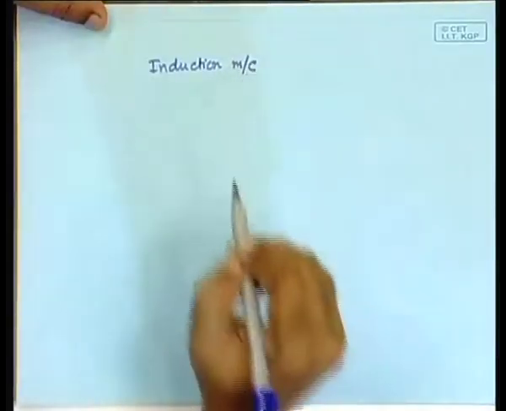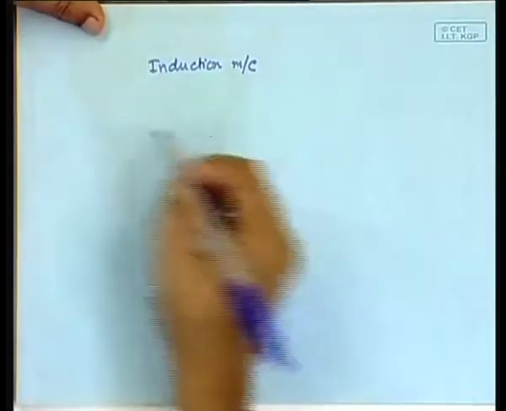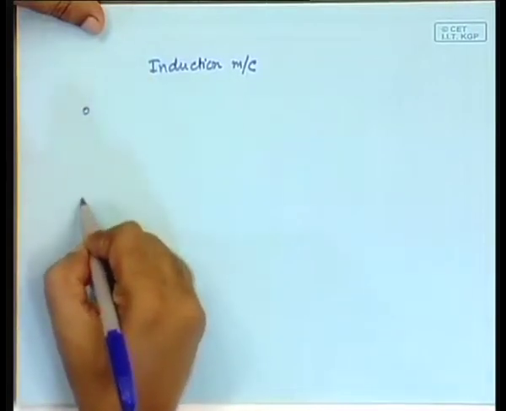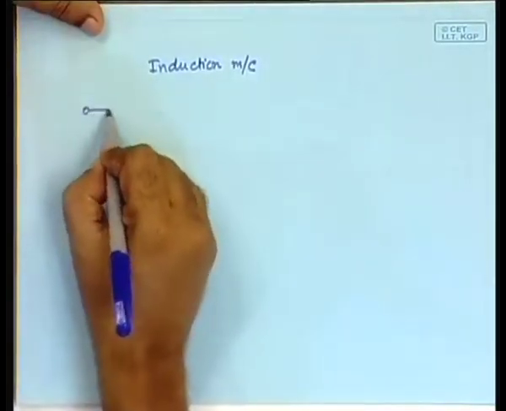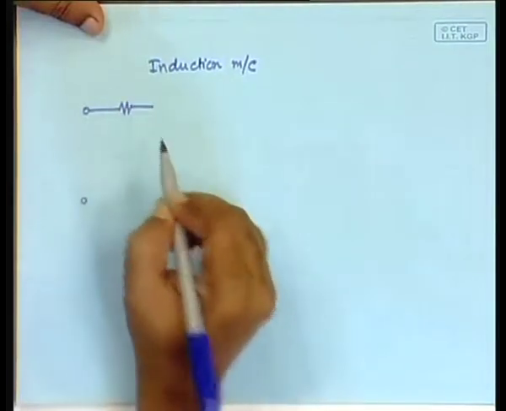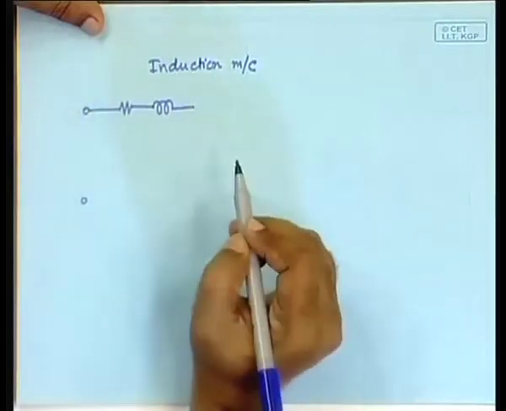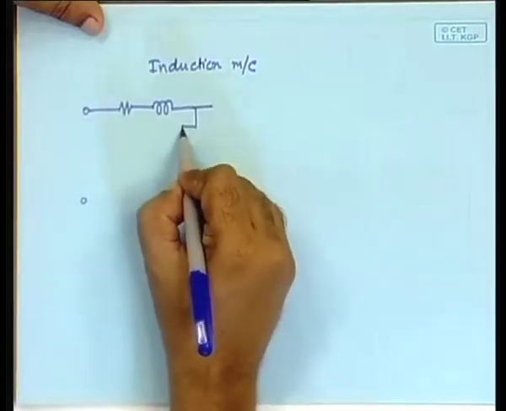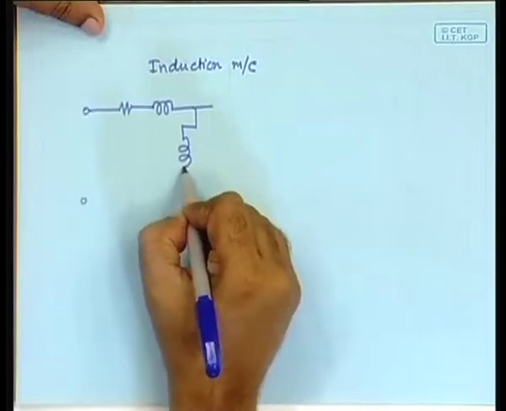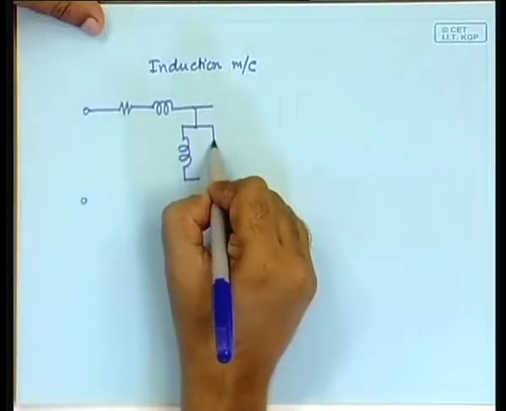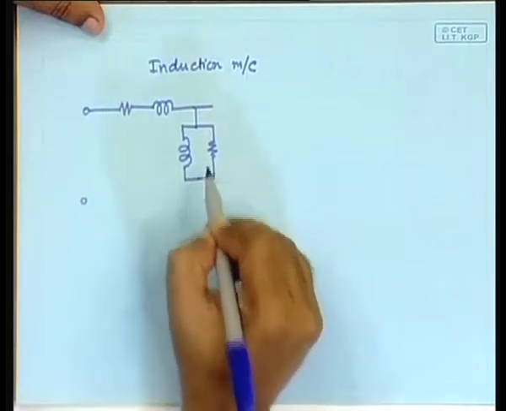Let us first briefly recapitulate what we said in the last class. For the induction machine, we were developing the equivalent circuit and said that let this be the input side. There will of course be the stator resistance, there will be the stator leakage reactance, and then there should be the magnetizing branch comprising of a magnetizing reactance and a loss component that is represented by a resistance.